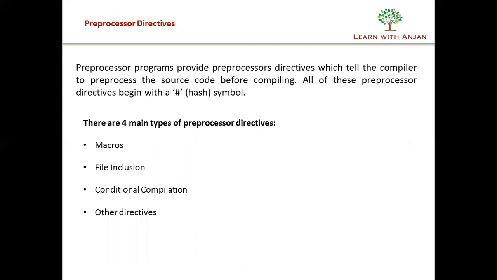There are some preprocessor directives which tell the compiler to preprocess the source code before compiling. So they just act as a guide to the compiler. All of these preprocessor directives begin with a hash symbol, for example, #include. There are four main types of preprocessor directives: macros, file inclusion, conditional compilation, and other directives.